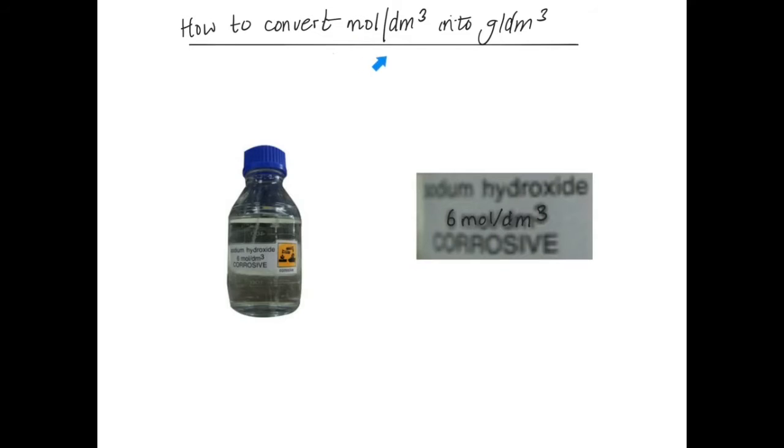How to convert moles per decimeter cubed into grams per decimeter cubed. So here we have a bottle of sodium hydroxide. It's alkaline, it's corrosive, and the concentration on the label says 6 moles per decimeter cubed.